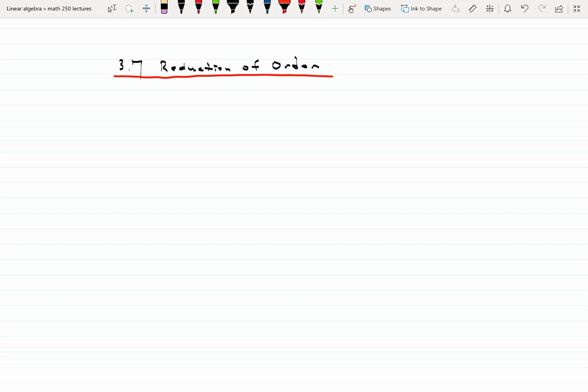Let's say we want to solve, for example, y double prime plus 1 over x y prime equals 4 over x to the 4th power. Okay, so pretty clearly we can't use any of the methods we've talked about so far in chapter 3 because we've only dealt with first order differential equations. But notice what happens if I make a substitution.